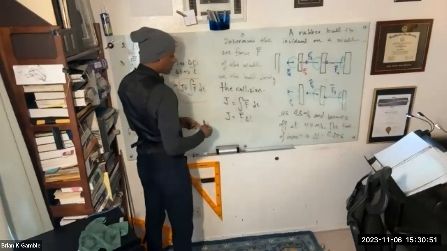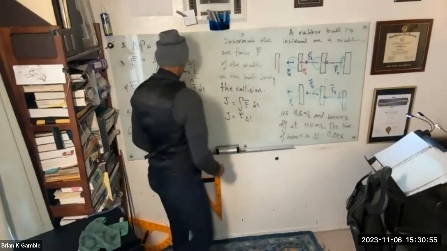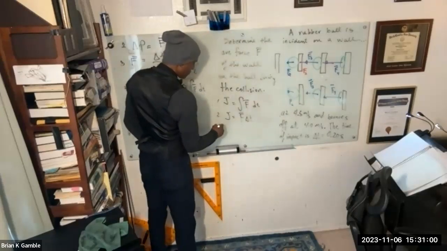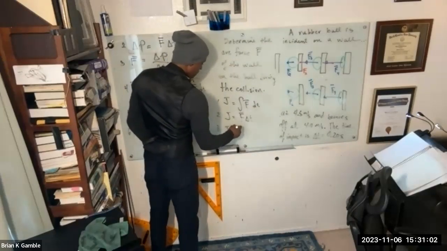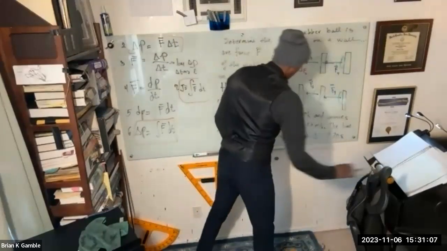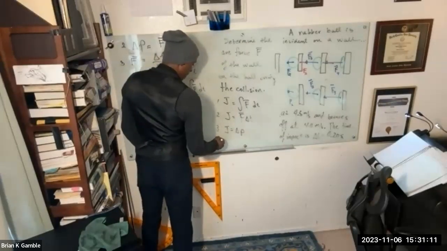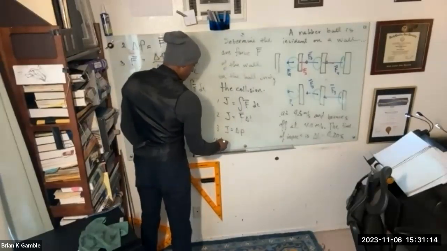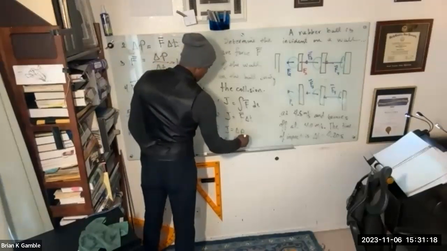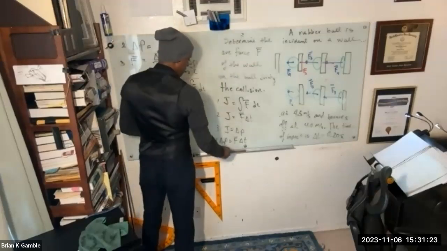In this problem you've got two unknowns: the average force you're looking for and the impulse. But the impulse is defined as the change in momentum. So J is equal to delta P. Substitute those, and you've got an equation that can give you what you want. Delta P is equal to F average times delta t. So the only unknown in that equation is going to be this.